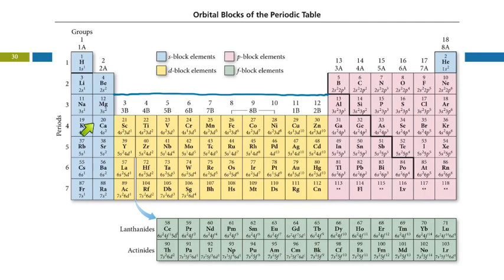So 4s is lower in energy, so it fills first, and then 3d. So you fill up all the 3d's. Now we're back in the main block, main groups, and so this is 4p again, filling up, and then 5s, and this isn't 5d, it's 4d. Right? So for the D block elements, it's the period number minus 1.